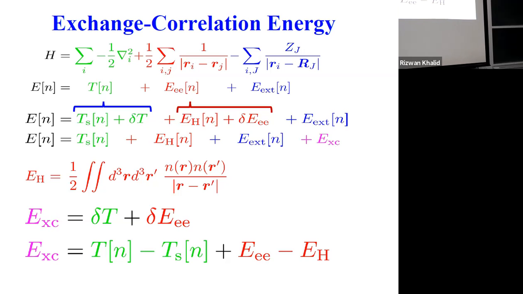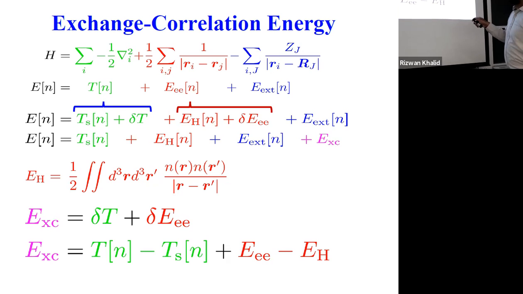So the exchange correlation energy in DFT contains the difference of the kinetic energy of a system of interacting particles and the kinetic energy of non-interacting particles. So this delta T is equal to T[n] minus Ts[n].